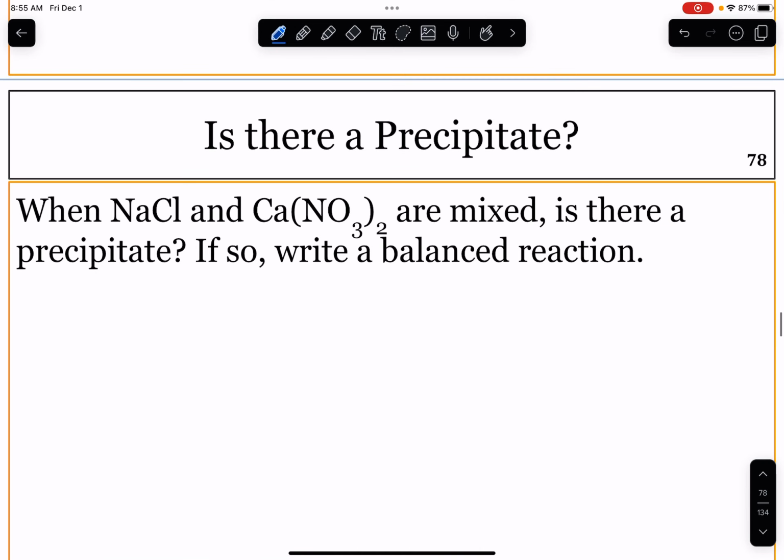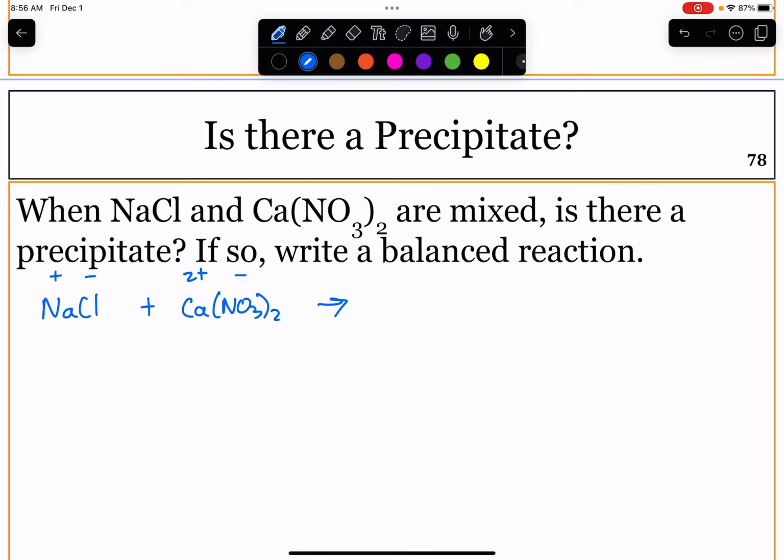Let's try another one. When sodium chloride and calcium nitrate are mixed, is there a precipitate? If so, write a balanced chemical reaction. So we're going to write out sodium chloride plus calcium nitrate. Sodium is a positive charge, chlorine has a negative charge. Calcium has a 2+ charge, nitrate only a -1. We're going to take the positive from the first compound, the negative from the second compound, and we write it out, NaNO3.